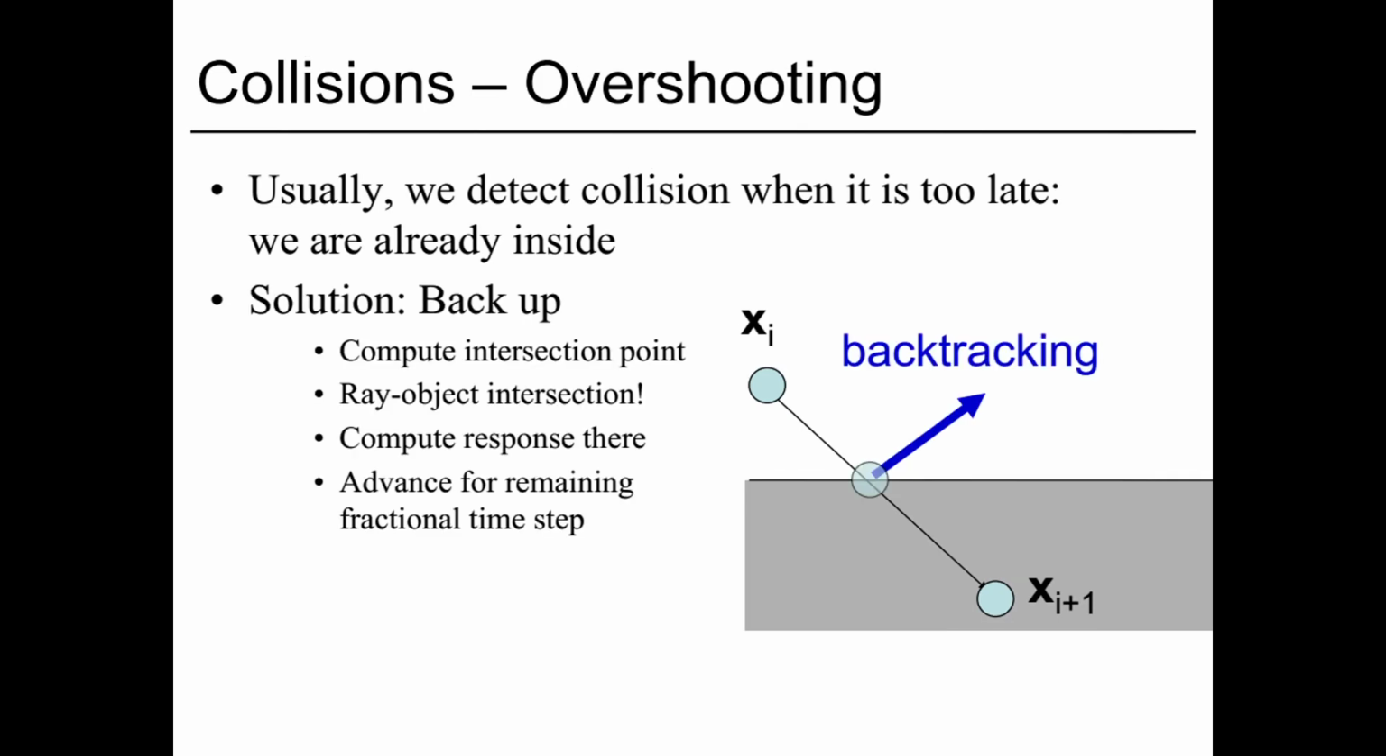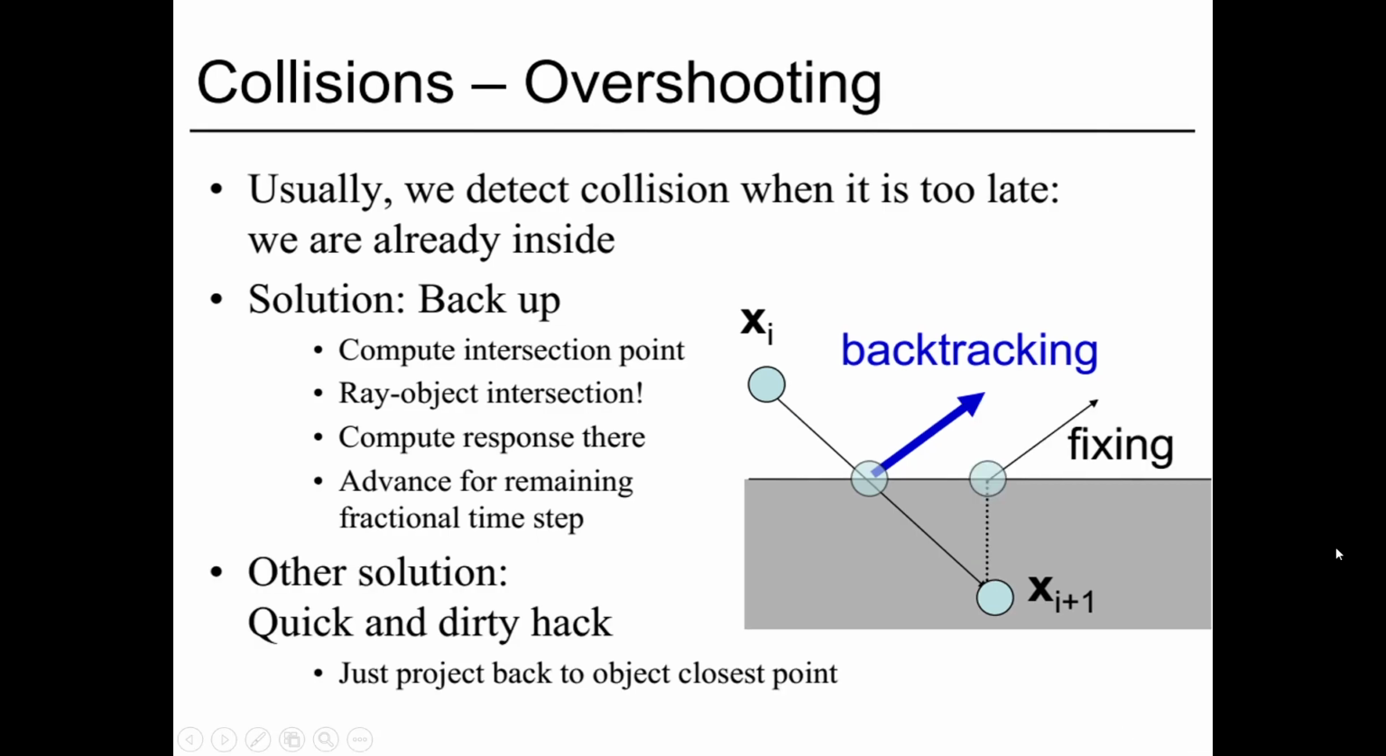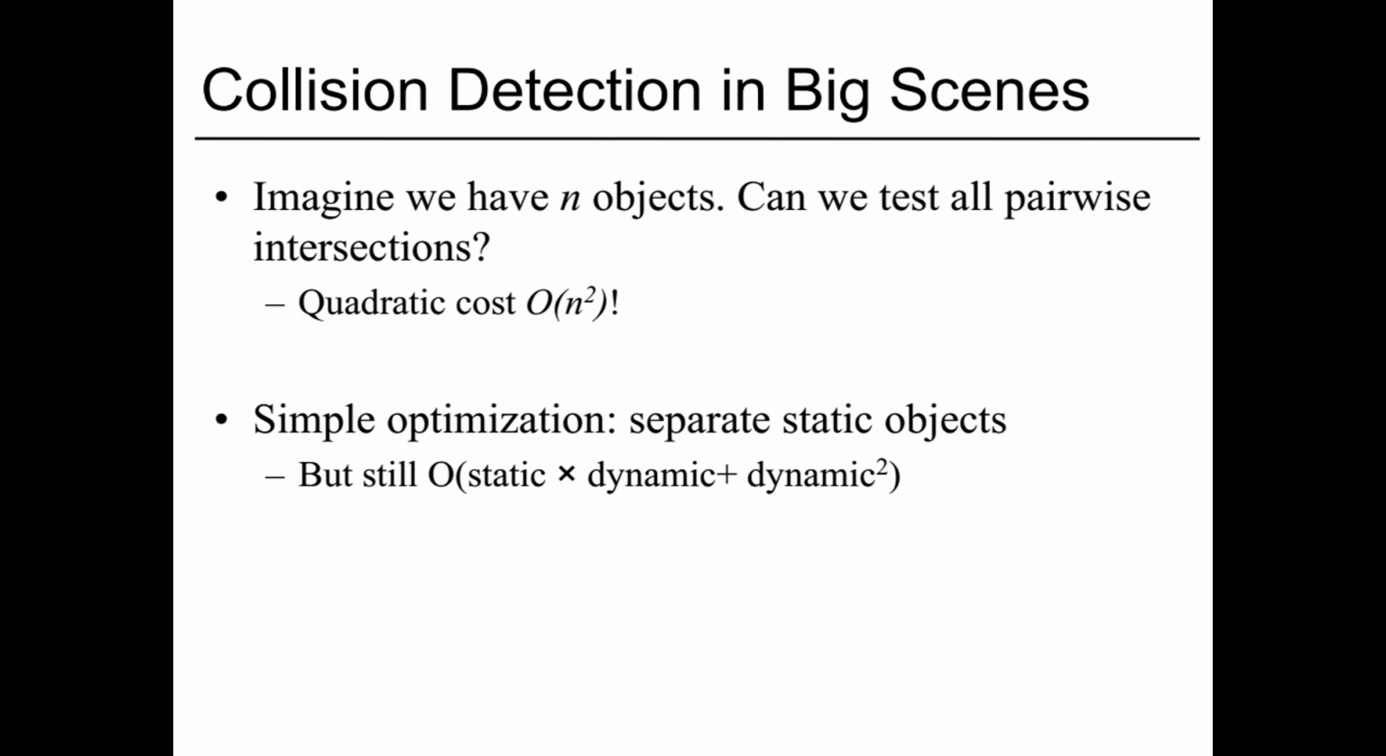A possible solution to the overshooting problem is to back up and compute the intersection point and apply the response there. But a more optimized way is to approximate it by simply projecting it back to the closest point of the object, as it is shown here. This is not the exact solution, since we cannot find the exact point at which the collision occurred, but most of the time this provides a small computational time boost. That is why we ignore the small inaccuracy that comes with it.